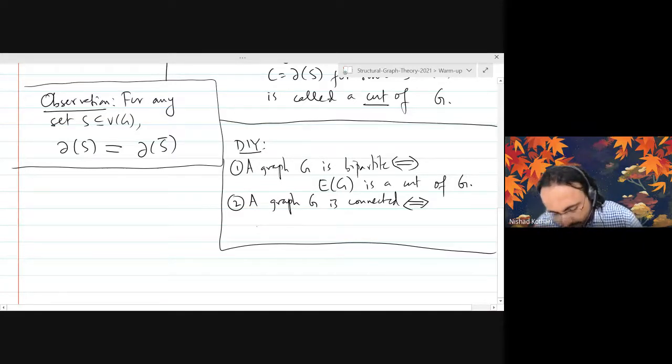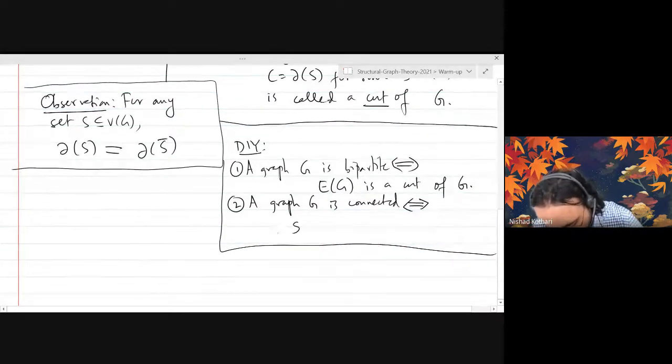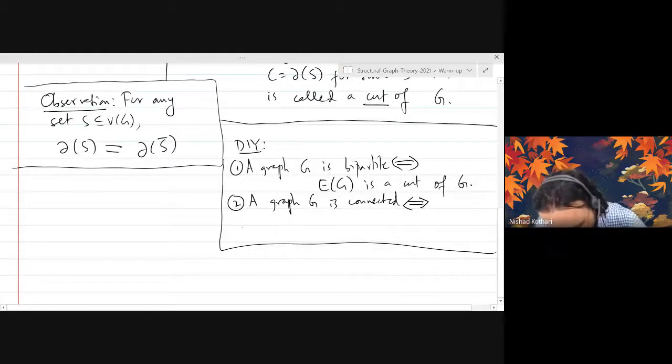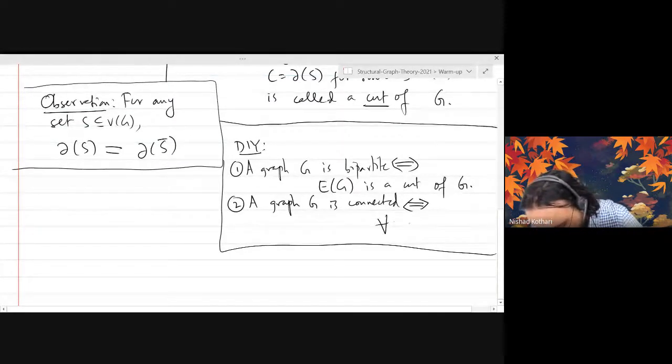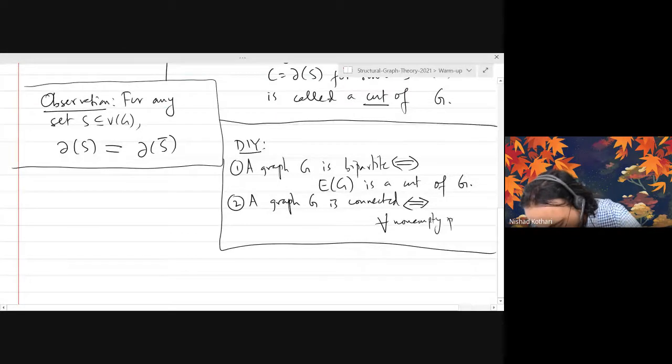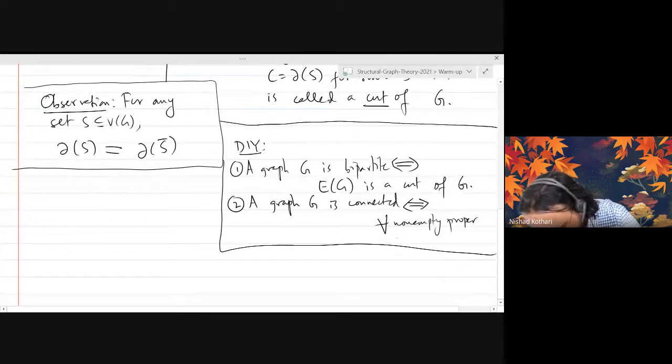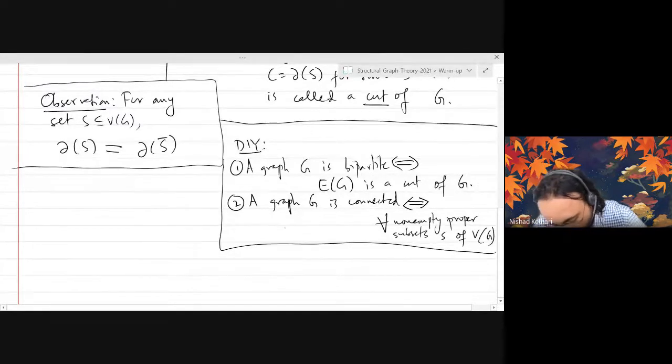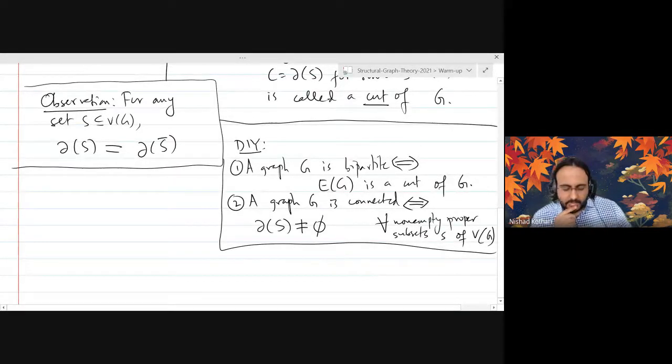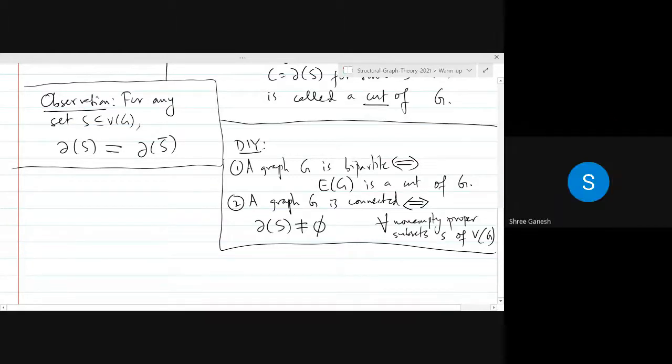So basically, the only cuts that can be empty are corresponding to the empty set of vertices or the whole set of vertices. So for all non-empty proper subsets S of the vertex set of a graph, you want the cut corresponding to that set to not be the empty set. Does that make sense?